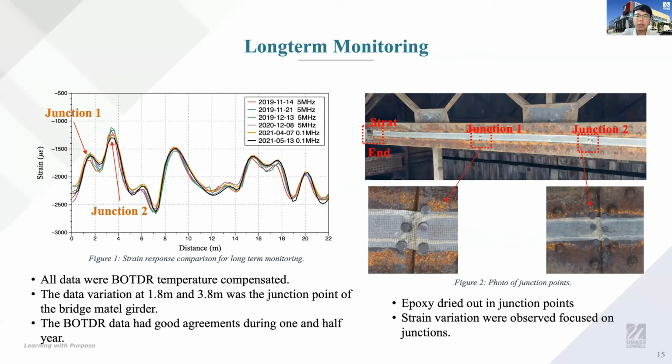After installation of the sensing system, we continuously came back to the bridge and recorded the data from BOTDR over 18 months. As shown in Figure 1, the BOTDR data after the long term has good agreement, and the biggest difference appears at junction 1 and junction 2. We can see these junctions in Figure 2. The gap between different pieces of steel caused the epoxy to dry out, and the junction sections are also more sensitive to strain. So unstable noise was introduced to the system at these two locations.